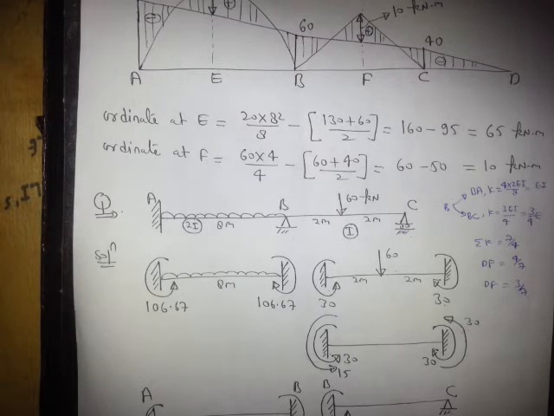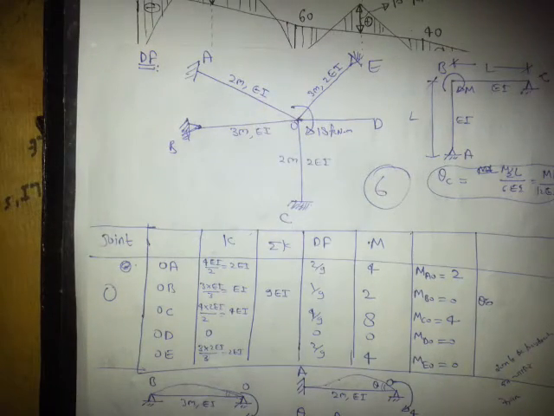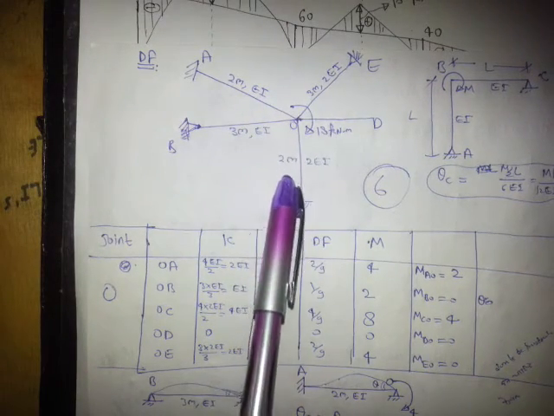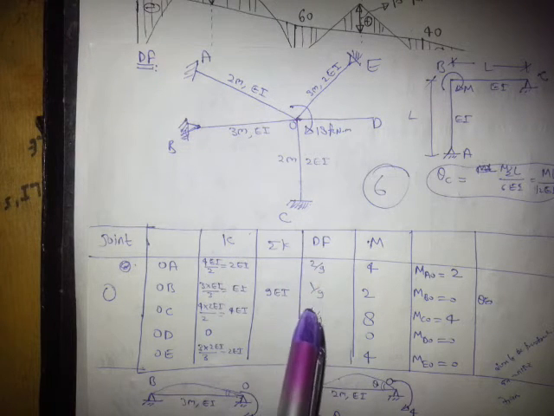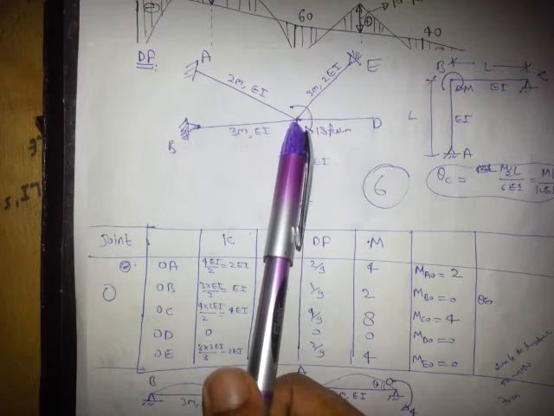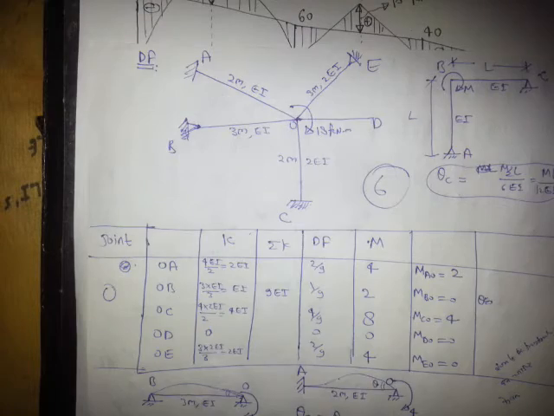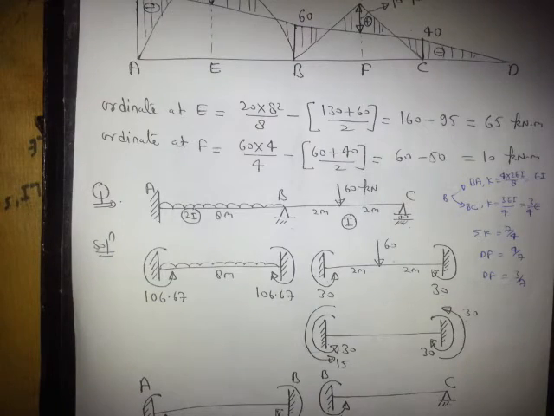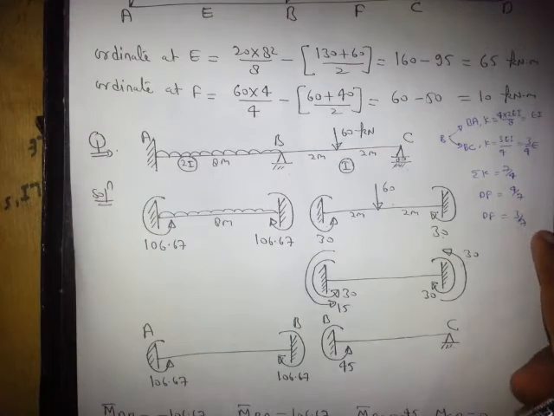For example, this was the case. Here we calculated the end moments, the distribution factors 2 by 9, 1 by 9, 4 by 9, 0, 2 by 9. Since this is the single joint, the summation should be 1. Right? Okay. Now, friends, the distribution factors are 4 by 7 and 3 by 7.